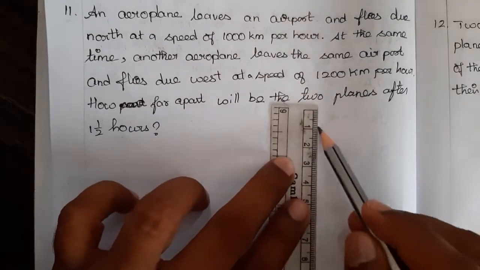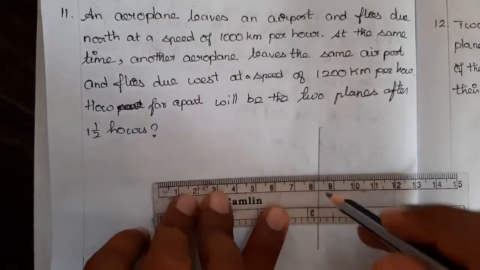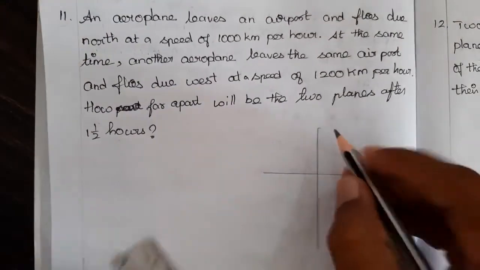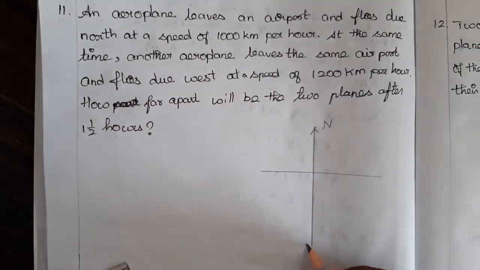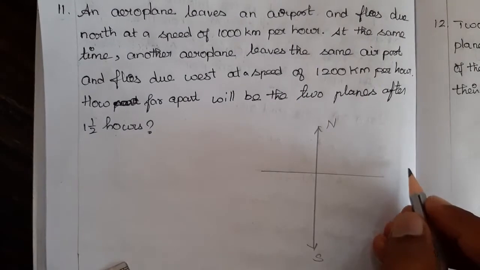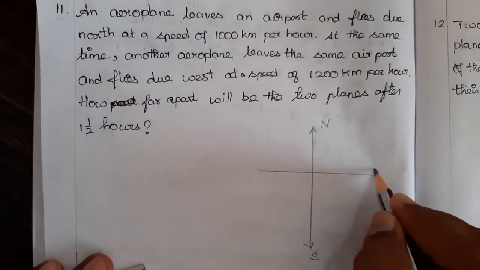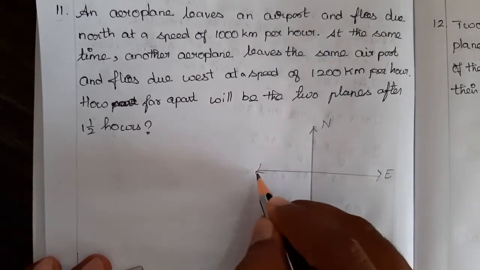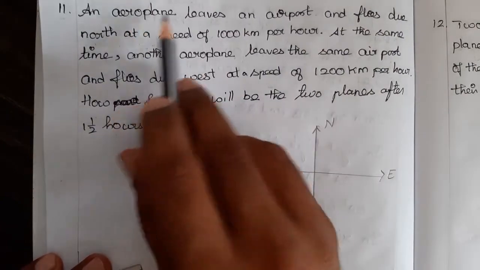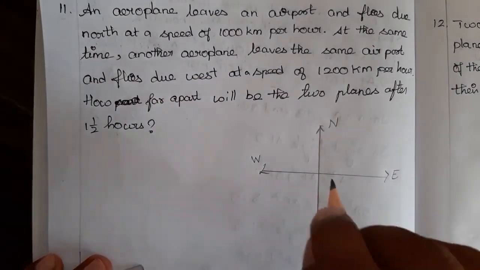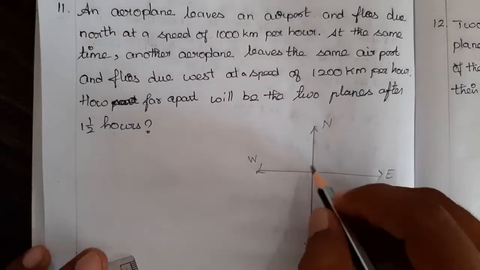Normally, while we are drawing the direction, the top will be the north and the bottom will be the south. If the top is the north, then the right side will be the east and the left side will be the west. So the first aeroplane leaves, let me take it as aeroplane A.